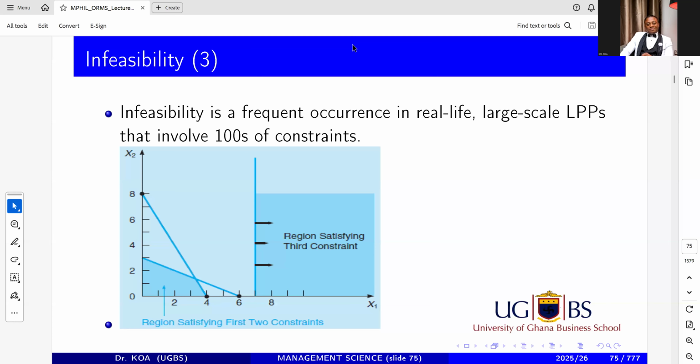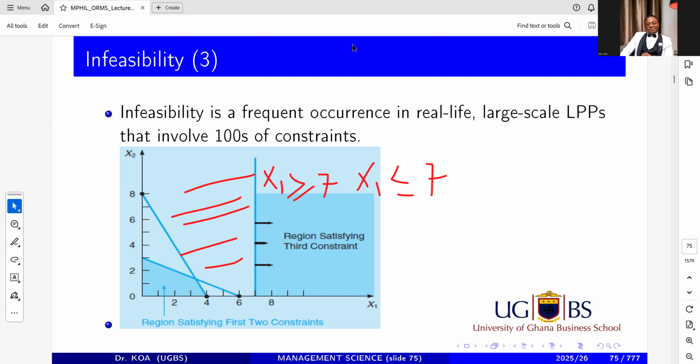So if you see this value here, it says x1 is greater or equal to 7. But if it was rather x1 less or equal to 7, then you would shade this area. So you have shaded this area, which means that this area is also important. But these two have already created an intersection here. So even though this area is also important, it's no longer important.